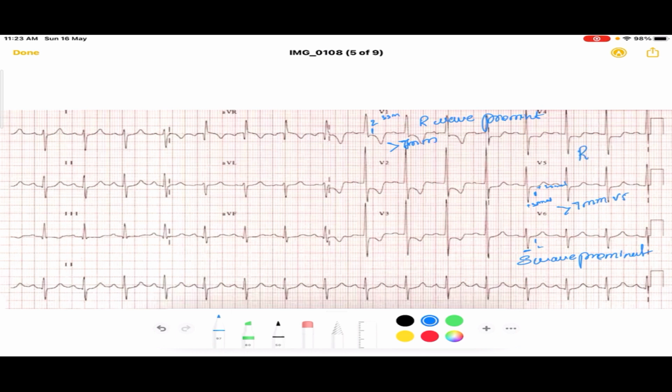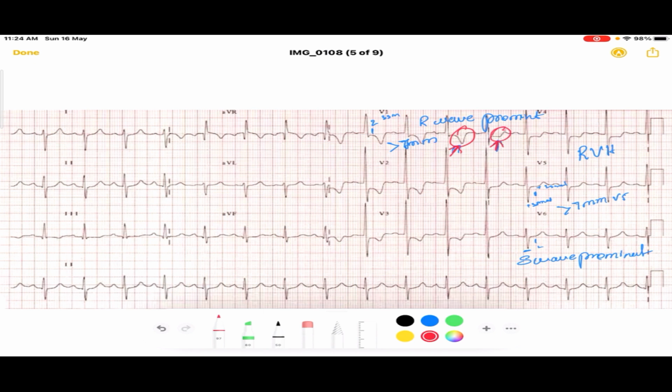Coming to the strain pattern, you can see the strain pattern in V1. So the strain pattern is present in V1. So it is again a criterion for right ventricular hypertrophy.